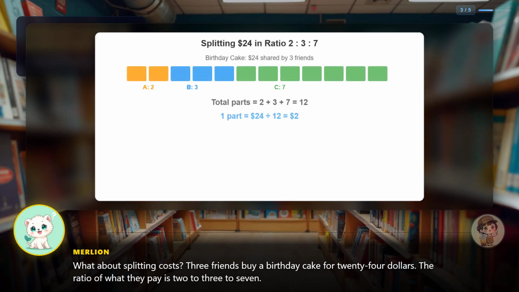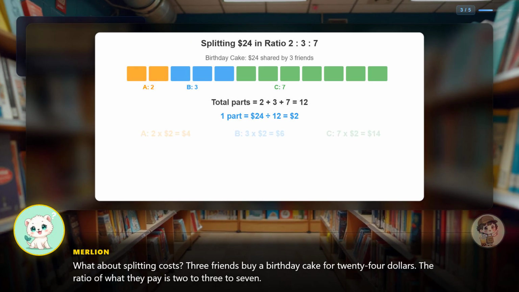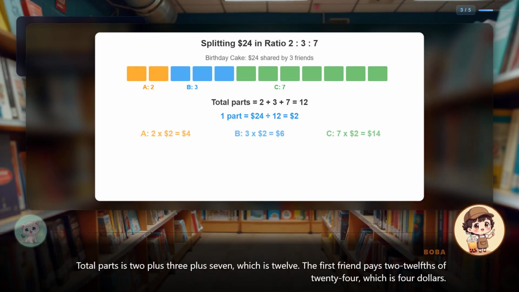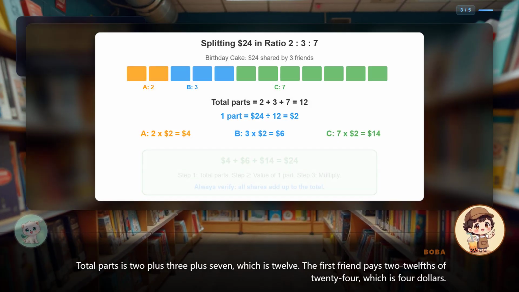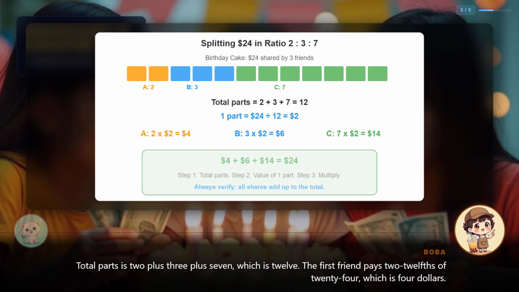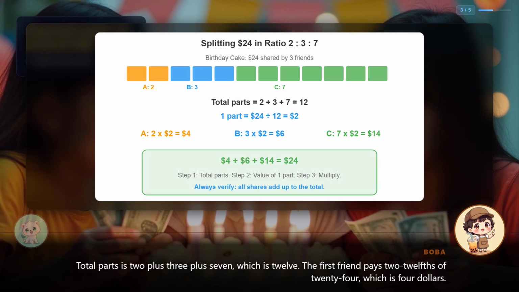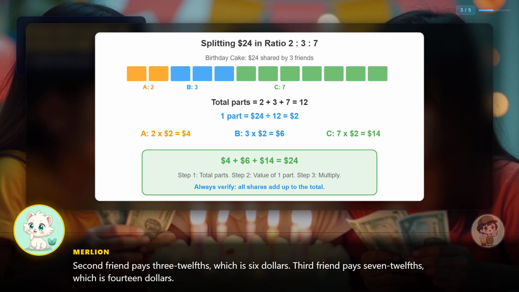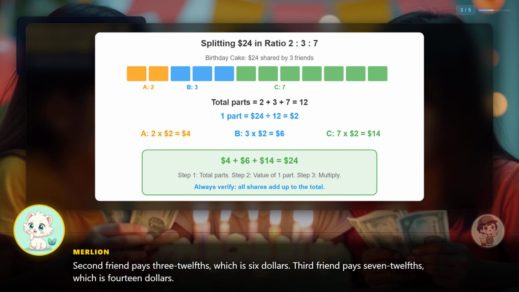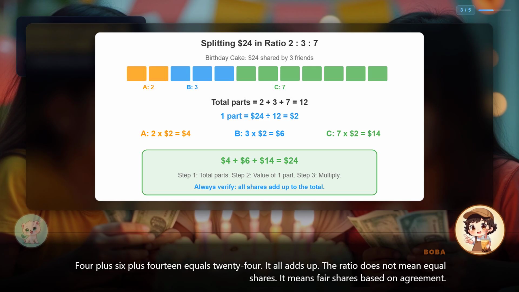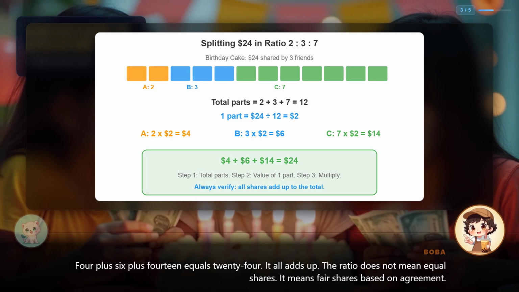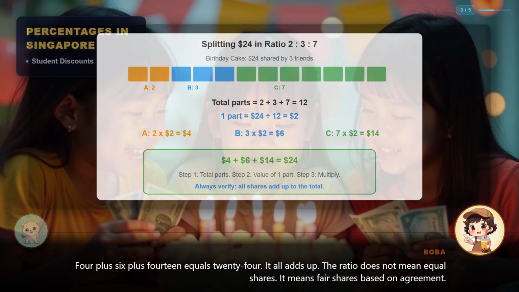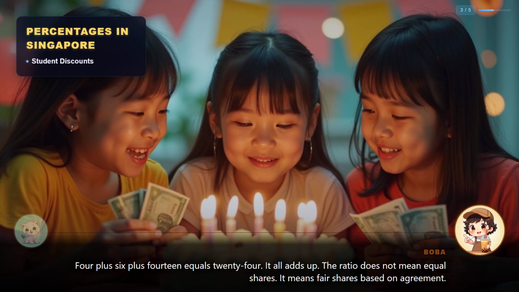The ratio of what they pay is 2 to 3 to 7. Total parts is 2 plus 3 plus 7, which is 12. The first friend pays 2/12 of 24, which is $4. Second friend pays 3/12, which is $6. Third friend pays 7/12, which is $14. 4 plus 6 plus 14 equals 24. It all adds up. The ratio does not mean equal shares. It means fair shares based on agreement.